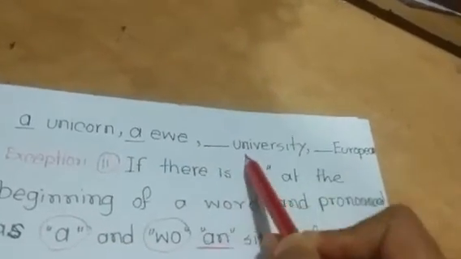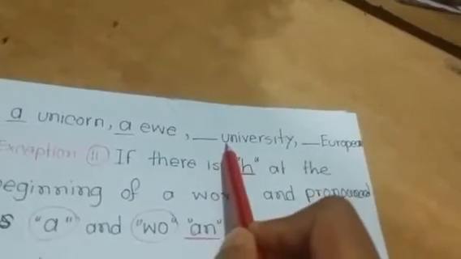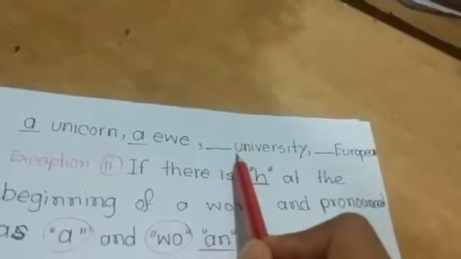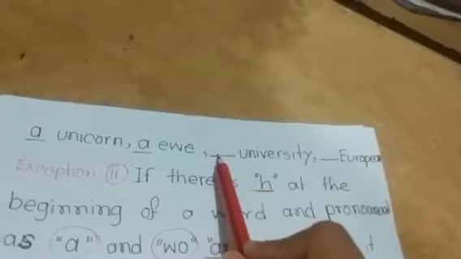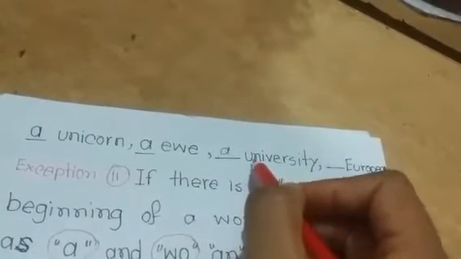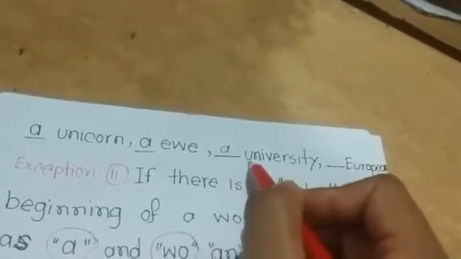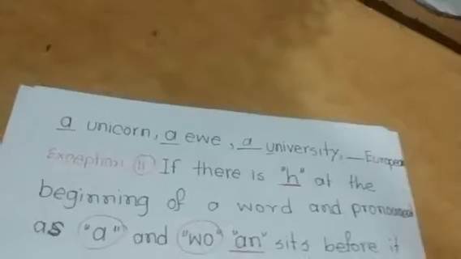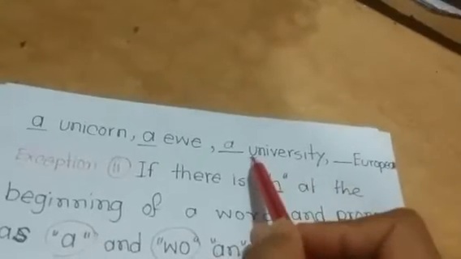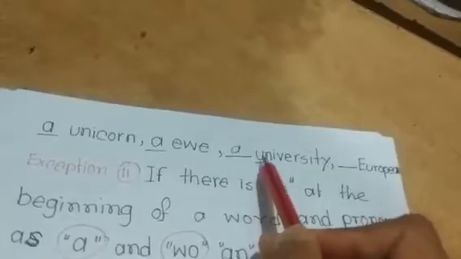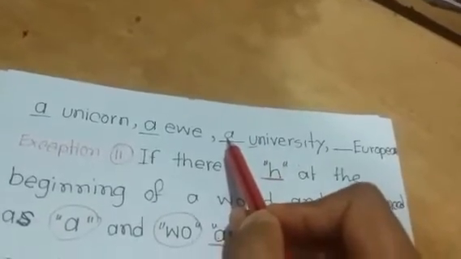Okay, here is "university". U, university. The pronunciation is "yoo". Then what should we use here? We will use "a", not "an". If the pronunciation is like a vowel sound, then we will use "an". But though U is a vowel, it's pronounced as "yoo", that's why we will use "a" here.